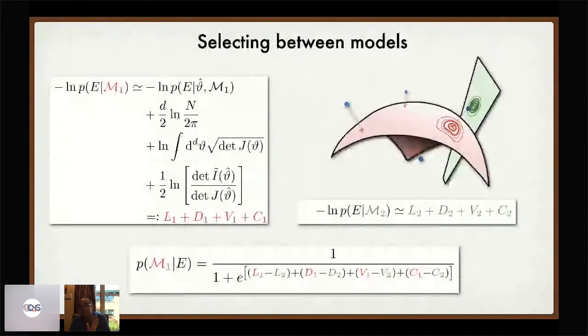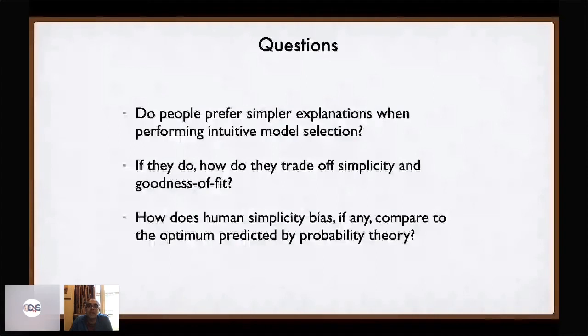And that sets out in complete detail what you should do if you're selecting between two model families using optimal probabilistic model selection. But what do people do? All of this says that when you don't have very much data, if you were doing things something approaching optimally, you should have a bias towards what we would tend to call simplicity of a model. So you could ask the question: when people do intuitive model selection, do they prefer simpler explanations? Is there some actual evidence that you prefer simpler explanations? And if they do, how do they trade off simplicity and goodness of fit? And then, how does human simplicity bias, if any, compare to the optimum bias predicted by probability theory?